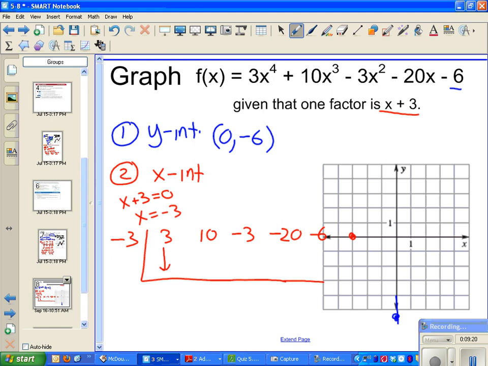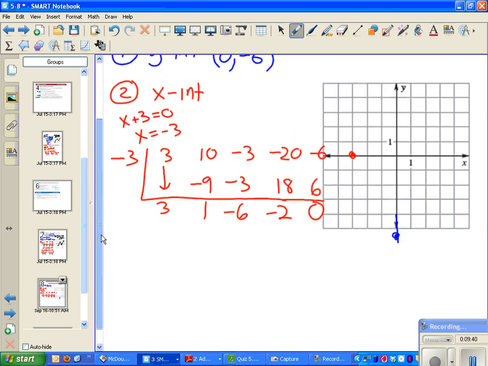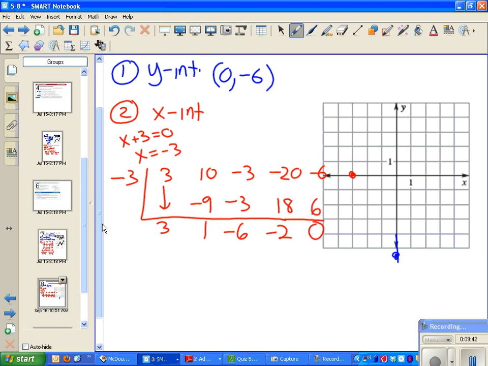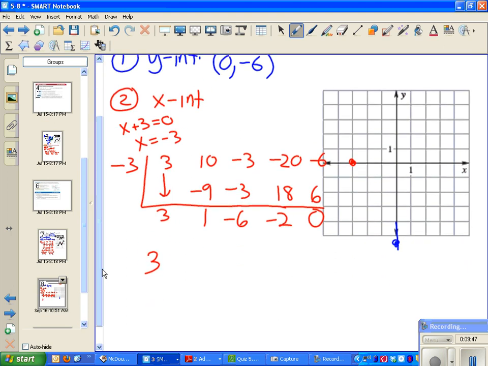All right, so I drop down the 3, multiply to get -9, add, I get 1, multiply to get -3, add to get -6, multiply to get +18, add to get -2, multiply to get +6. These do add up to 0, which means I did synthetic substitution correctly. All right, and then I'm going to rewrite. We started out with a 4th degree, so this is 1 degree less: 3x cubed plus 1x squared minus 6x minus 2. Right?